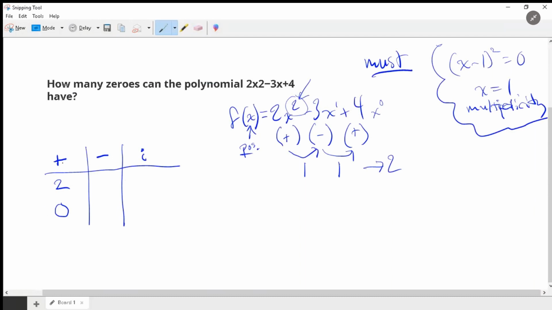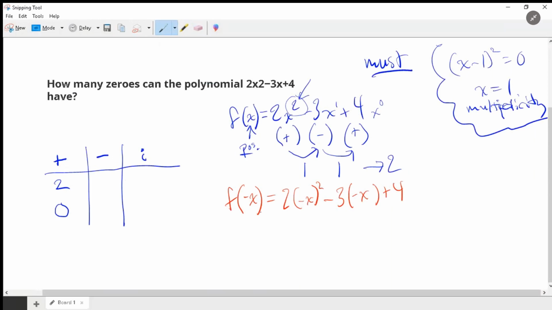If we have only 1 positive root and 1 negative root, then we wouldn't get 1 and 1 for the sign switching. But we have to go down by 2s, and you'll see more of that in a second. But what if it was negative? What if they're both negative? That's a possibility. How do we test for that? Let's do f of negative x equals 2 negative x squared minus 3 negative x plus 4. Let's just see what happens.